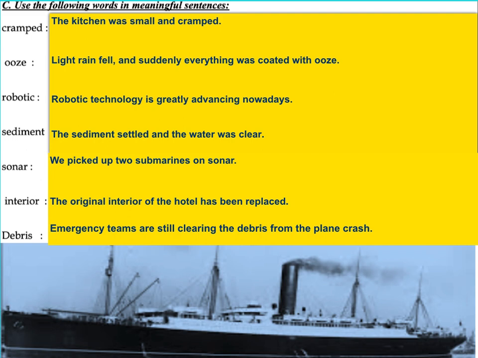Robotic is an adjective. Robotic technology is greatly advancing nowadays. Sediment, the sediment settled and the water was clear. Settled means it went down to the bottom, for example, of the river or of the glass or of the cup. We picked up 2 submarines on sonar. The original interior of the hotel has been replaced. Emergency teams are still clearing the debris from the plane crash.